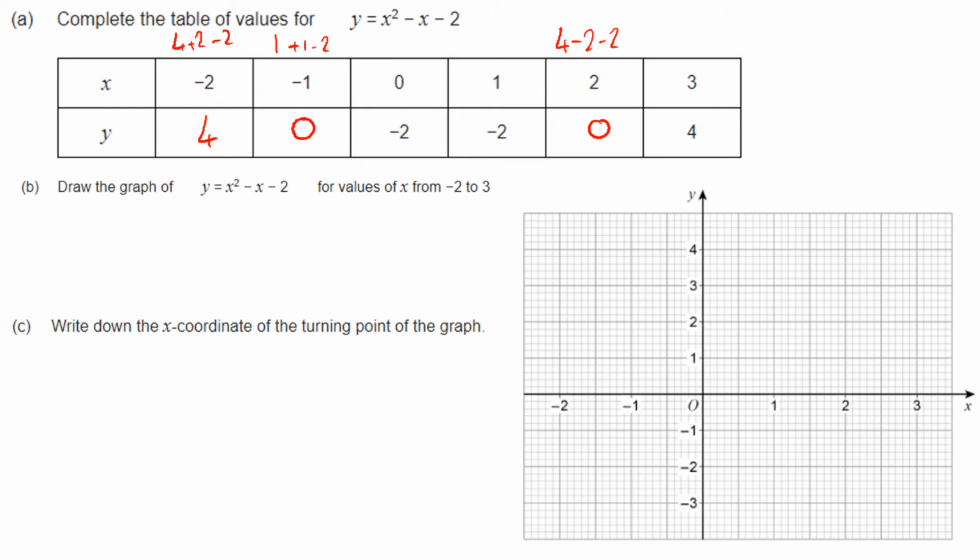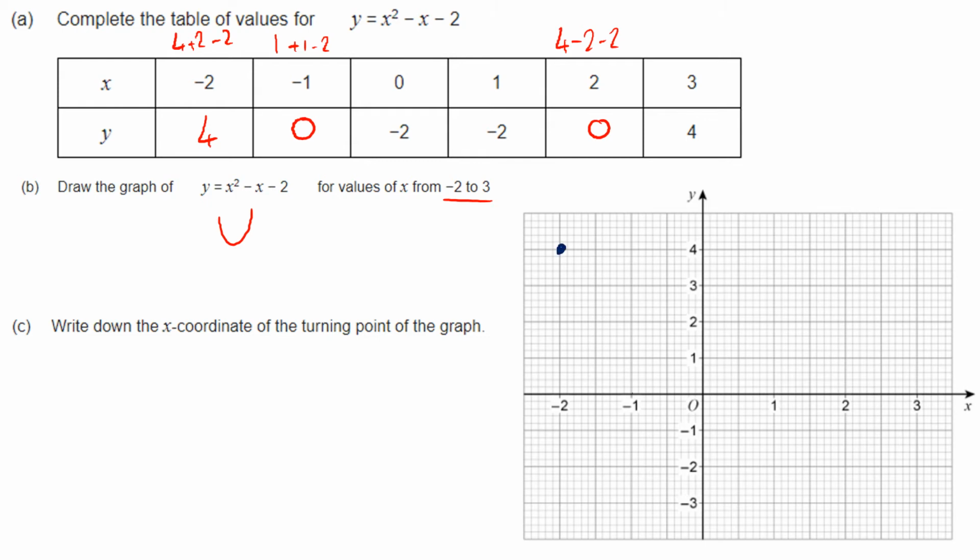Part B, draw the graph. Now what shape are we expecting? Positive x squared, so we are expecting an upturned bowl shape or a smiley face. And it wants us to go from minus 2 to 3, so those are the only points we need to draw. Anyway, we've got minus 2, 4 as one of our points.